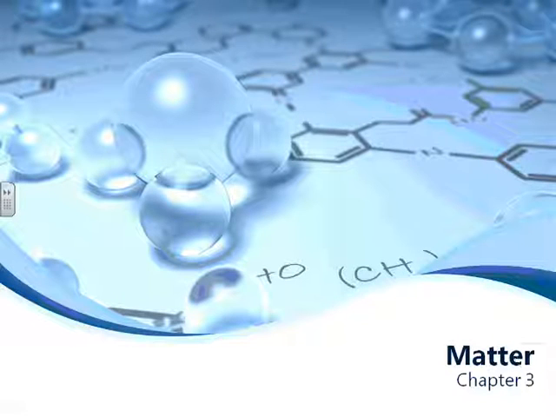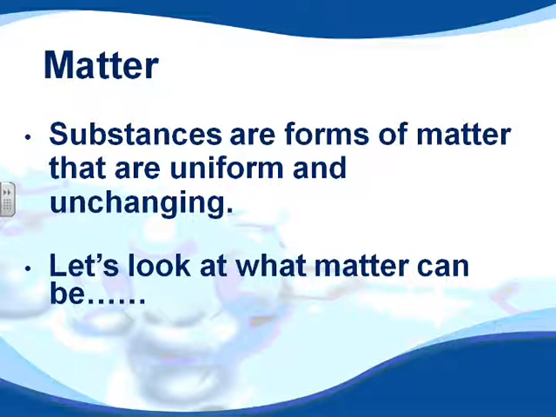Hey guys, let's go ahead and talk about Chapter 3. Chapter 3 covers matter and the different parts of matter. So let's go ahead and get started. Now you already know what matter is, but I need to make sure that you understand that substances are matter, and they're types of matter that are uniform and unchanging.